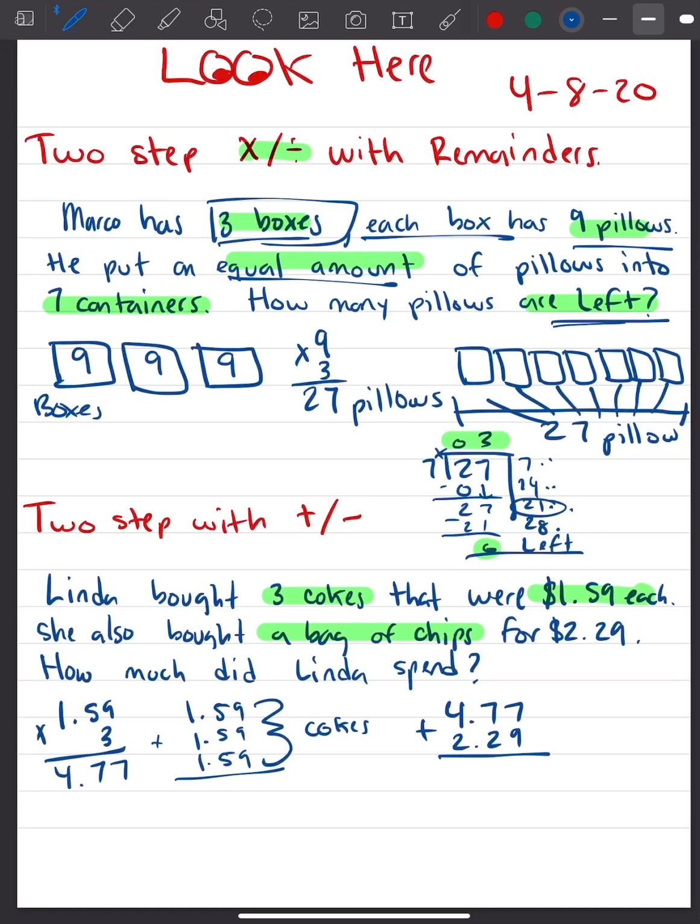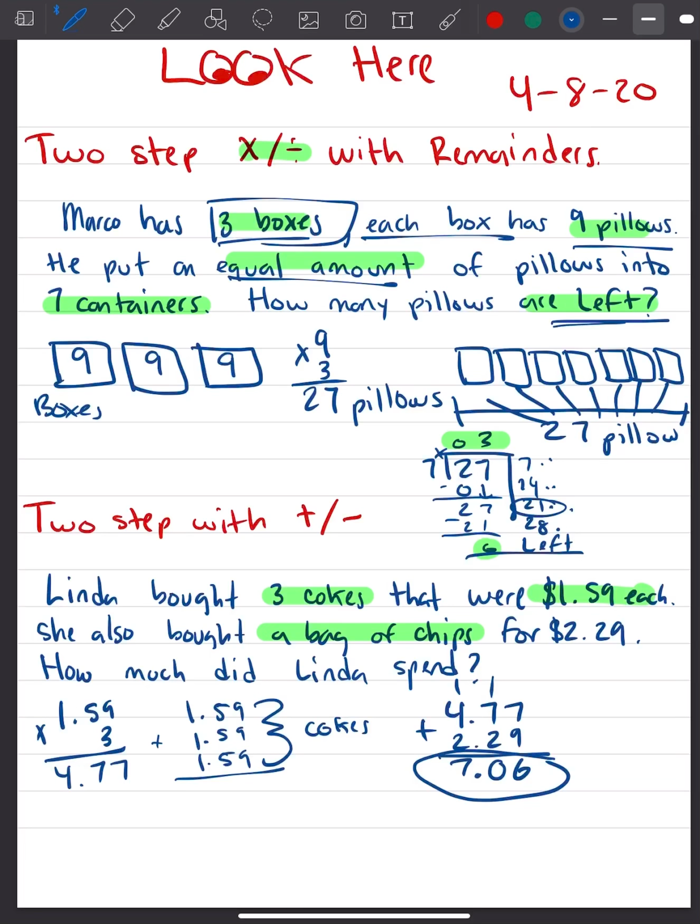Notice that I lined up my decimals, guys, and now I'm going to go ahead and get started by adding on the far right side. I'm going to add 9 plus 7. I get 16. Carry the 1. Next one, 7 plus 1 is 8. Plus 2 is 10. Carry the 1. Bring down your decimal. 4 plus 1 is 5. Plus 2 is 7. How much total money did Linda spend on the Cokes and the chips?